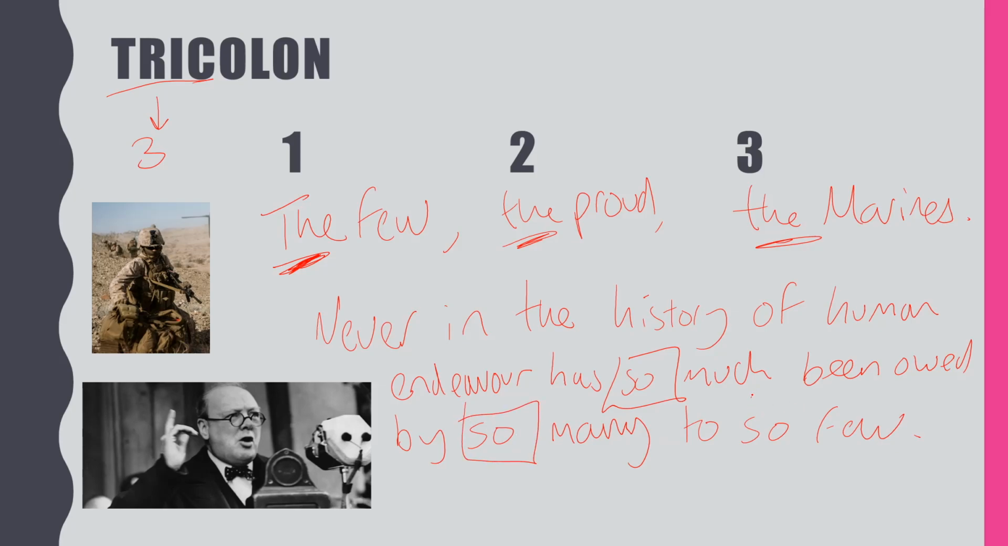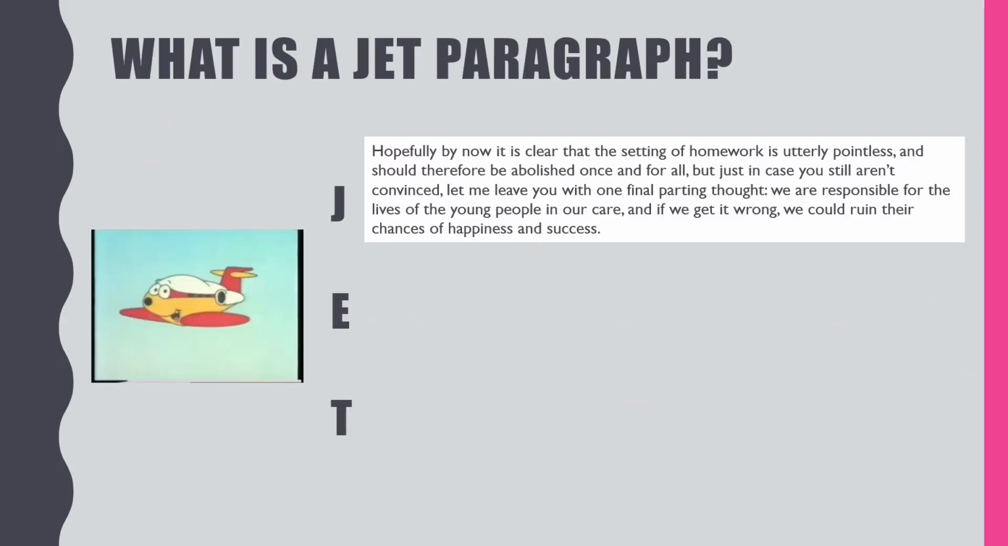You've got 3 little repetitions of the same bit of the sentence. So the few, the proud, the Marines, the so much, so many, so few. So you just choose part of the sentence that you like and repeat it 3 times, and that is a tricolon. So all the way through then, justify, emphasis, tricolon.